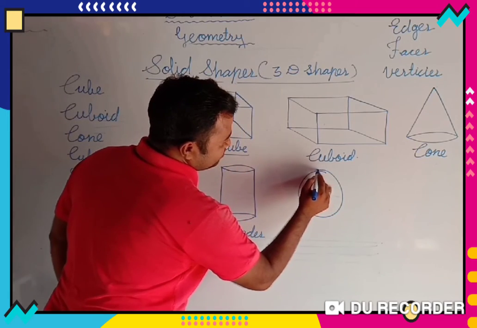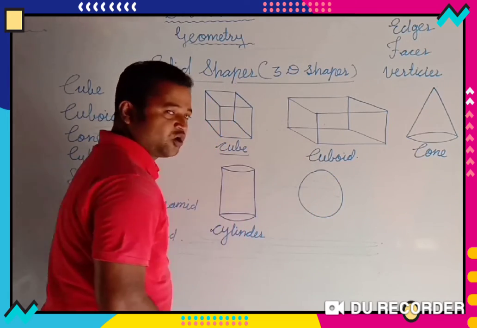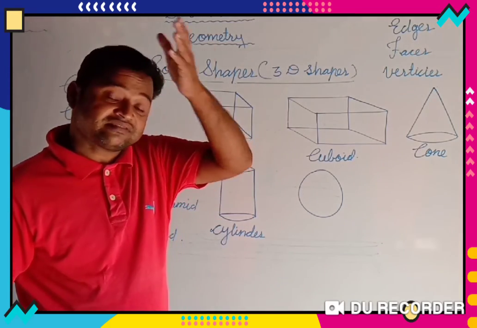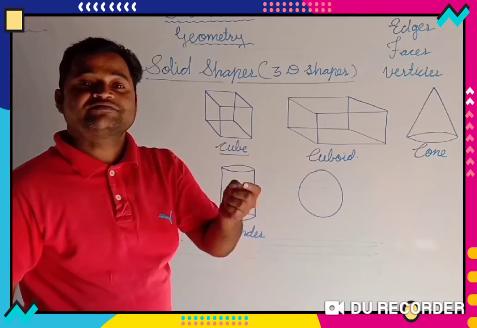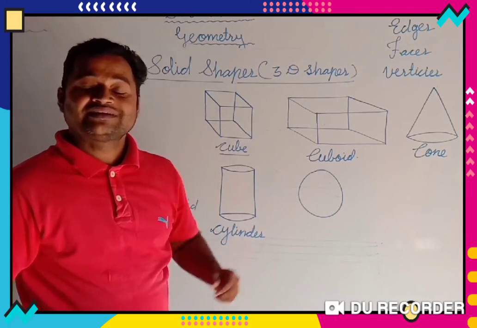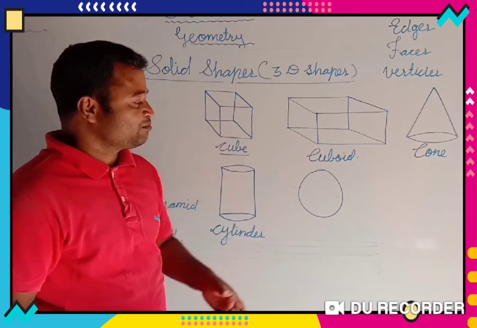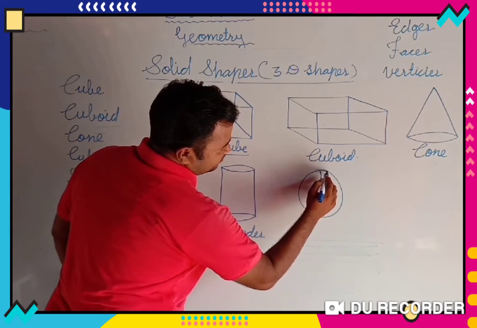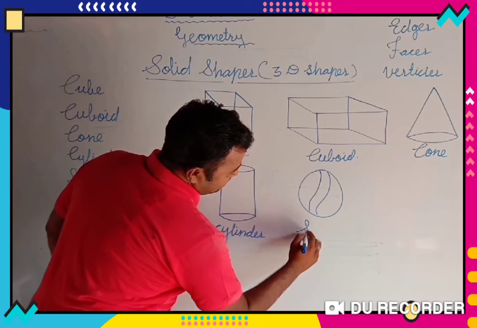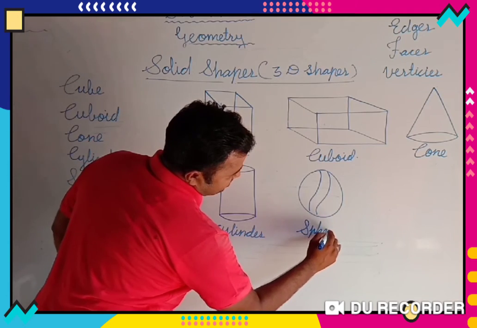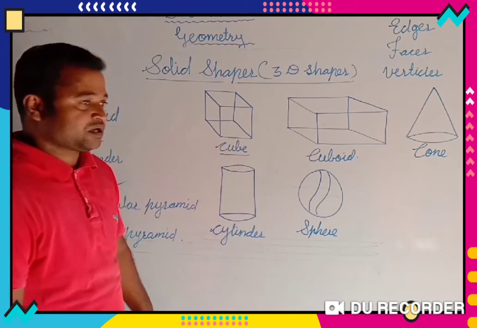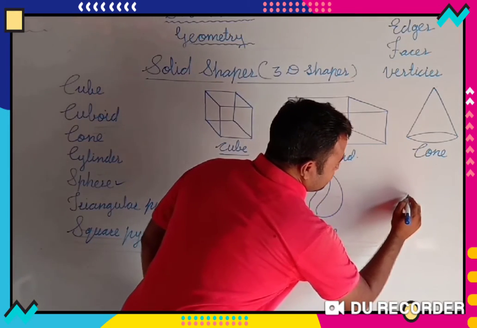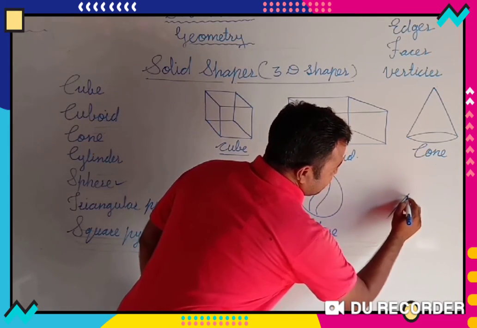Sphere. Now what are the examples of sphere? All the balls which you people play with, like cricket ball, volleyball, football, hockey ball, TT balls. All these different types of balls are examples of sphere, right? Spelling is S-P-H-E-R-E, sphere.